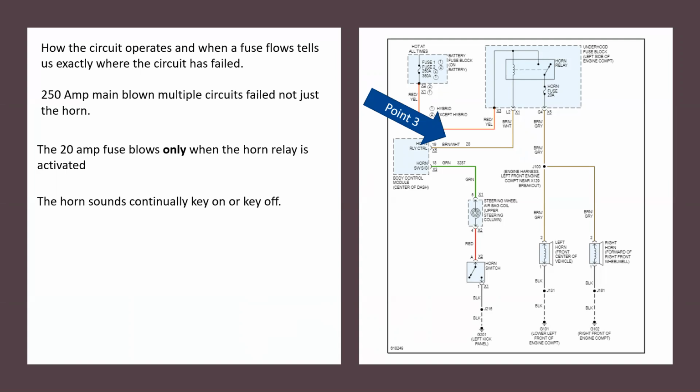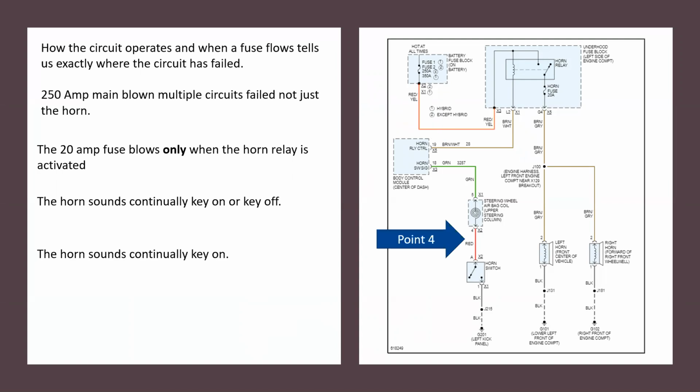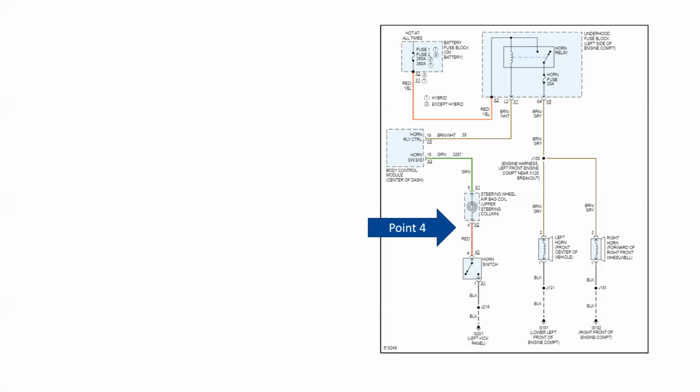So let's take a look at another point. Let's take a look at if I had a short to ground at point number four. Now, once again, the horn would be sounding continually, but it would only happen when the key was on, because I'd have to provide battery positive power to switch the ground through the body control module. So as you can see, whether it's point one, two, three, or even four, I can make a determination how I'm going to attack and diagnose this circuit simply based on how the circuit operates.